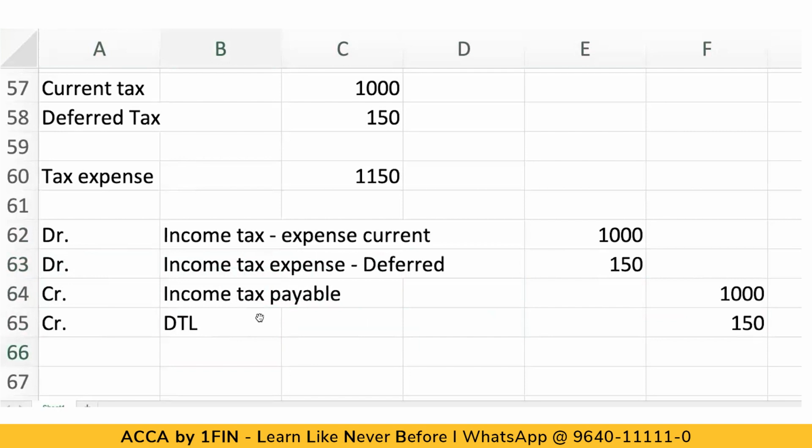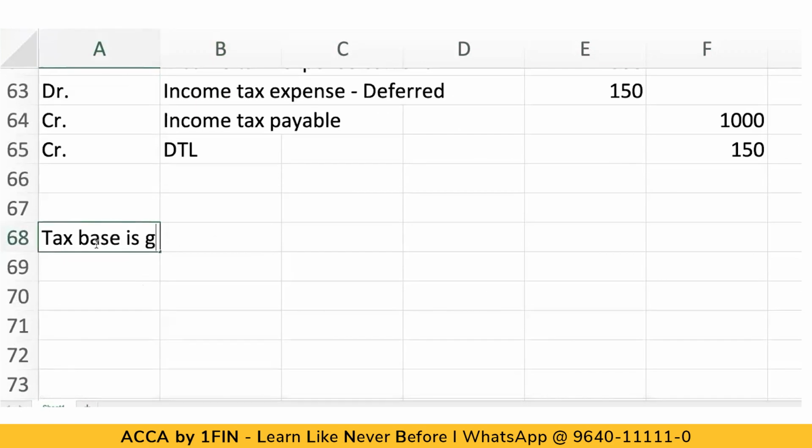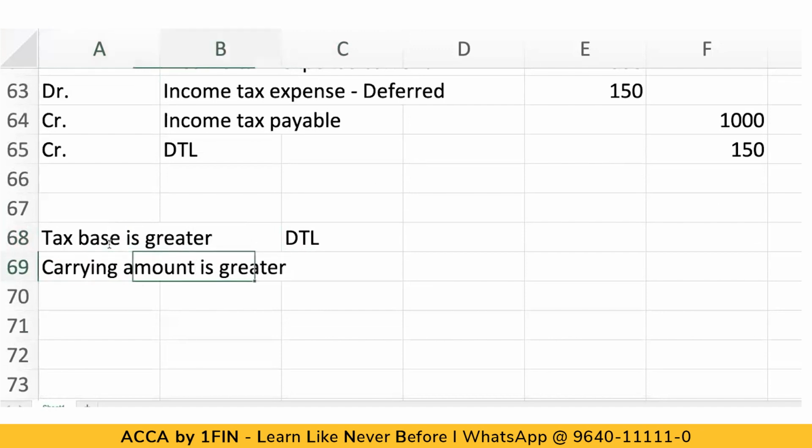So the thing you have to remember is do tax minus carrying value. If it is a negative number, that is, if the tax base is greater, or the other way to remember is, if the tax base is greater, then this will give a DTL. If carrying amount is greater, it will create a DTA. So let's take one example.